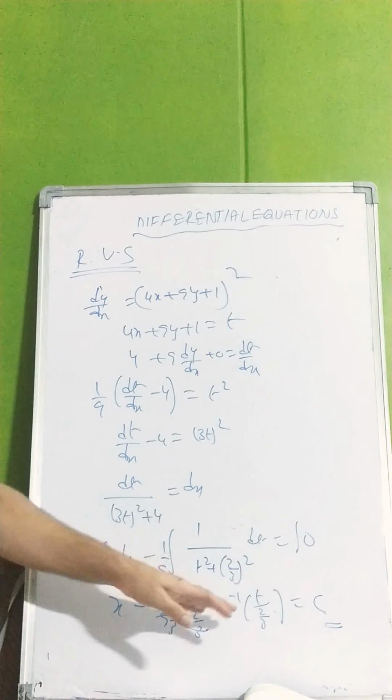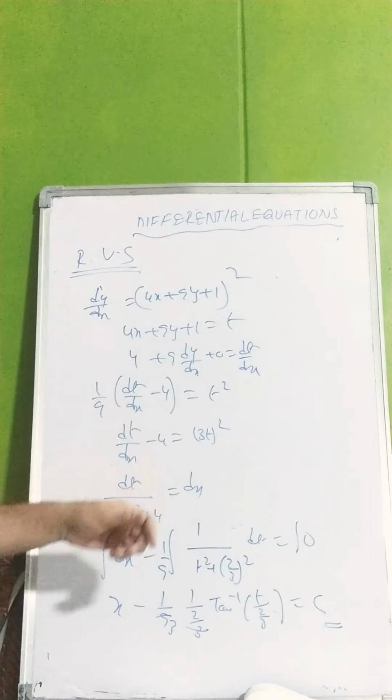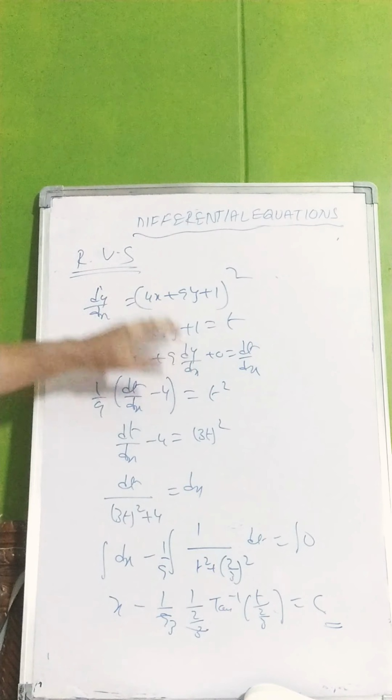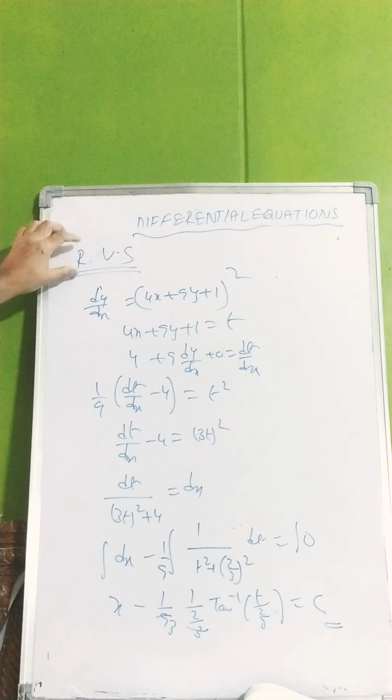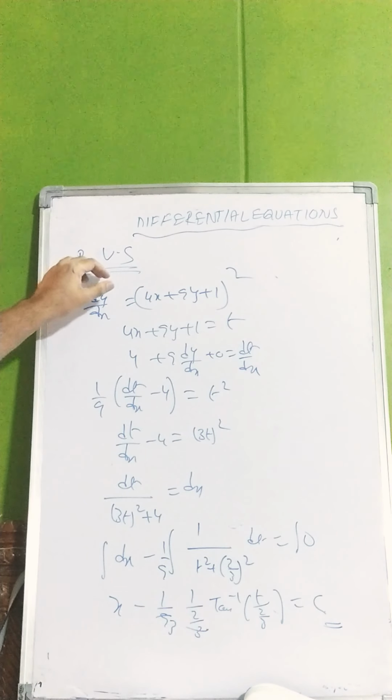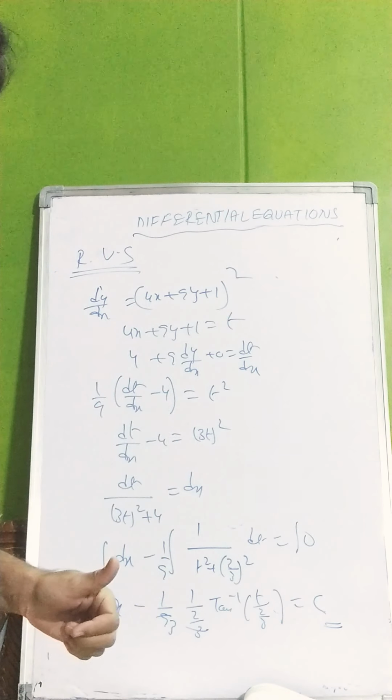According to the option you can change it. Okay guys, today we discussed up to variable separable and reducible to variable separable. In the next class we'll discuss homogeneous. Bye.